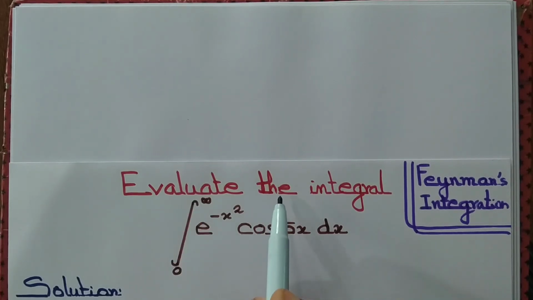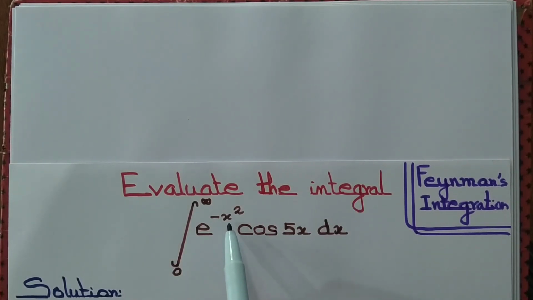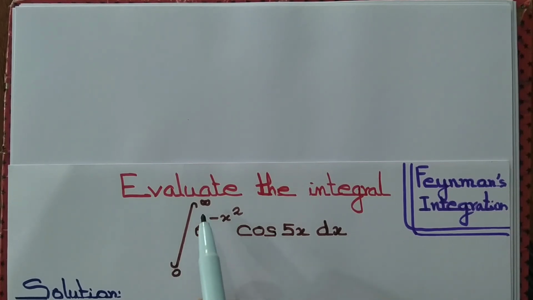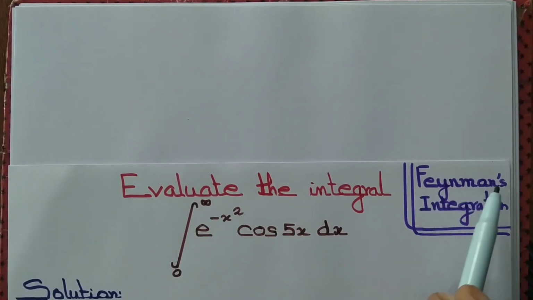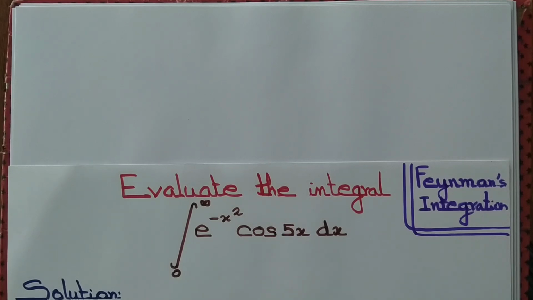Let us evaluate the integral of e to the power minus x square cos of 5x dx as x changes from 0 to infinity. We will be applying Feynman's technique of integration, or the method of differentiation under the sign of integral. You may speculate that we will just do it by integration by parts.